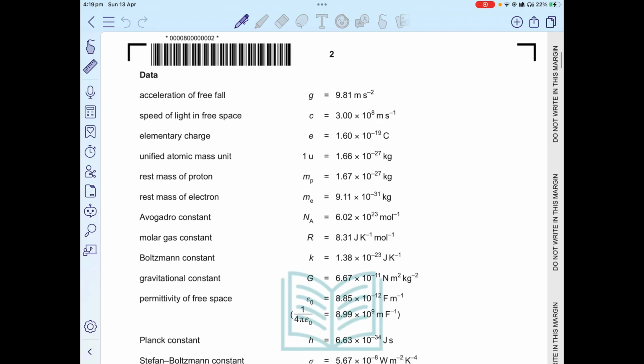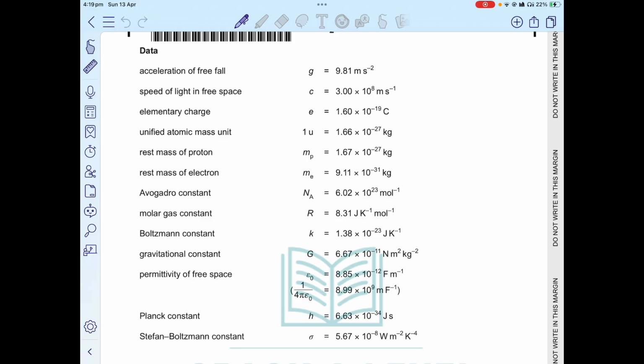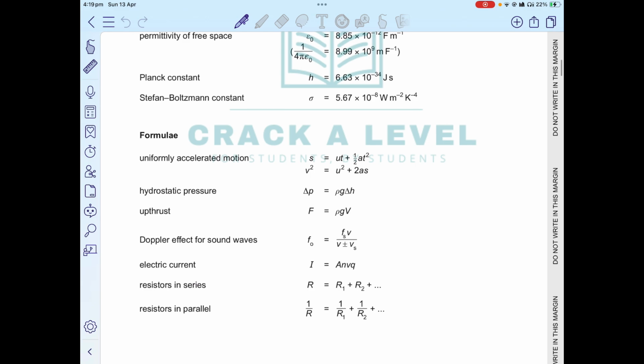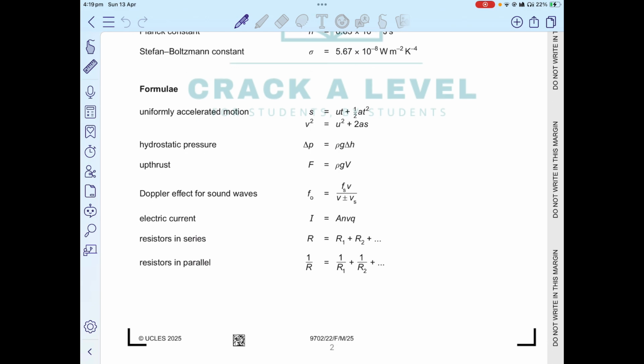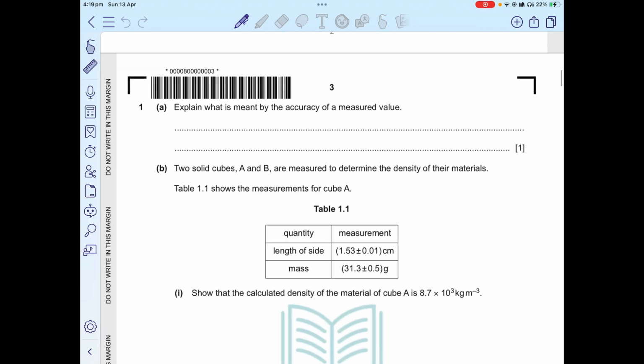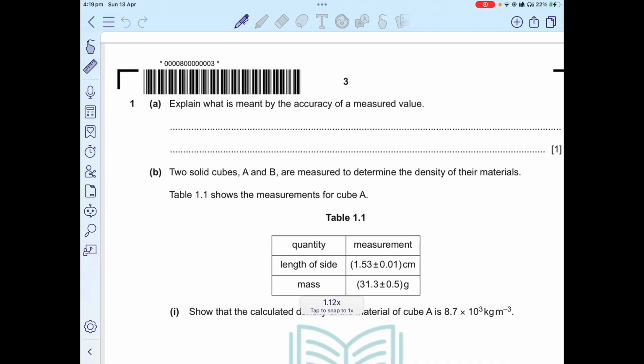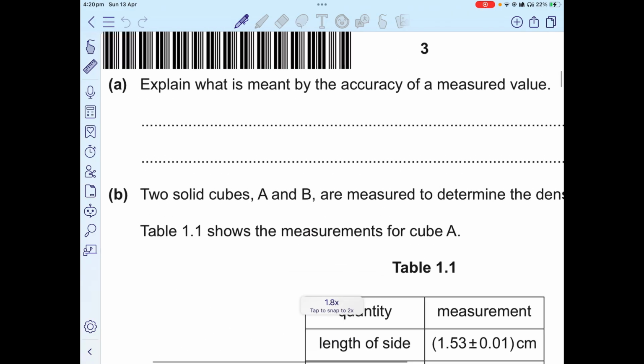So the first thing is the data sheet, which has certain constants such as the acceleration of free fall, and there are certain formulas given as well, so you don't need to learn these formulas, and these are pretty useful, so please do remember these formulas, or at least know that these do exist so that you don't forget to use them. Now the first question is, explain what is meant by the accuracy of a measured value.